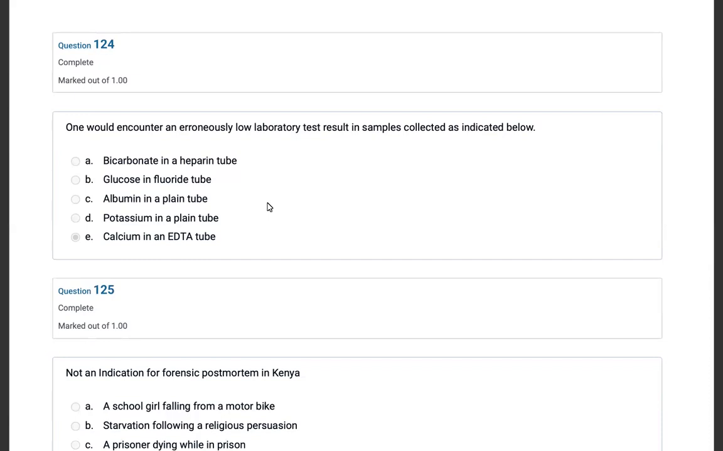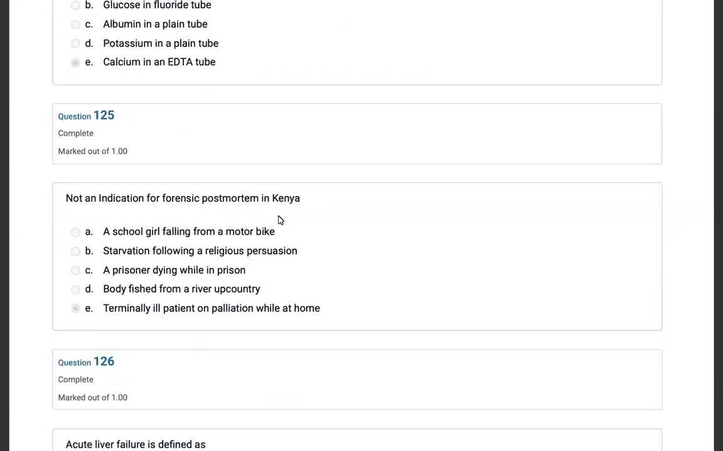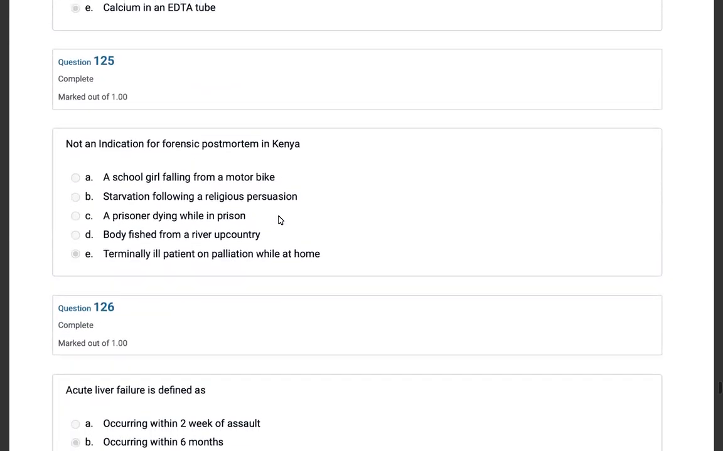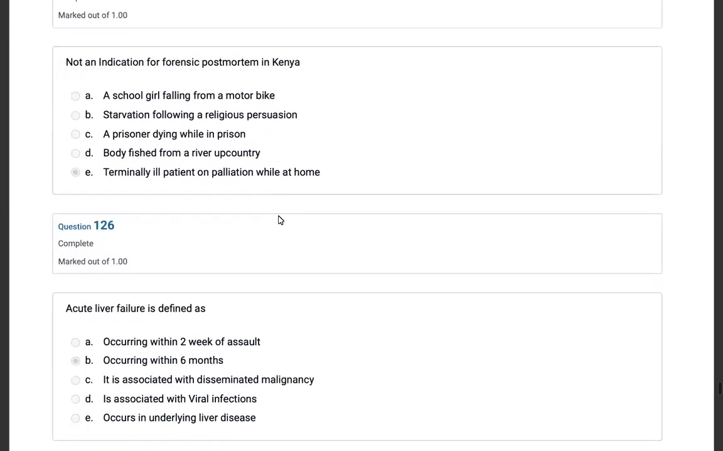So for heparin, biochemistry, bicarbonate, you can do it. The fluoride tubes, which are the gray tubes, you're going to have glucose. Albumin, you can use the plain tube, potassium, plain tube, but for calcium, you don't use your EDTA tube. The EDTA tubes are the purple tubes, the heparin are the green tubes, and the plain tubes are the red tubes.